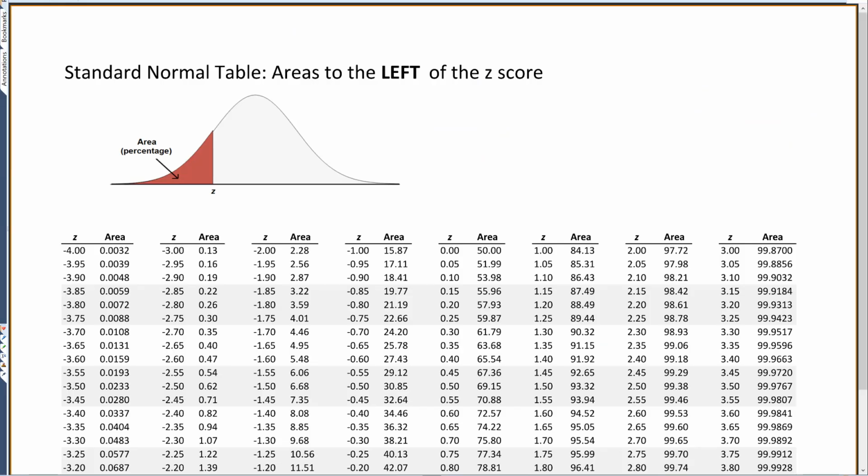Now I pull up my normal table, and I look for a positive value of z equals about 0.45. So it looks like this one would be pretty close. But notice that's my area to the left. So the area to the left is 67.36.